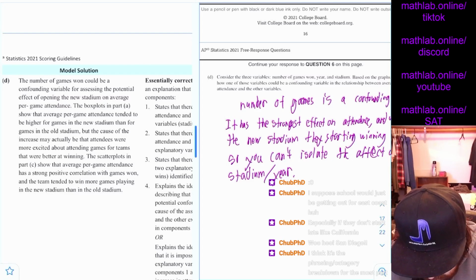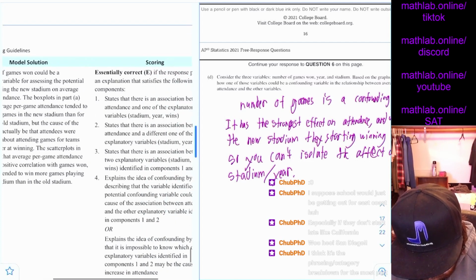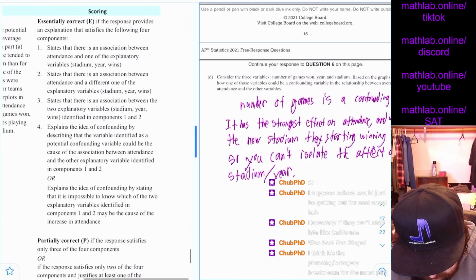For assessing the potential effect of opening a new stadium on the average per game attendance, the box plots in Part A show that the average attendance per game has tended to be higher for games of the new stadium than the games of the old stadium, but the cause of that increase may actually be that the attendees were more excited about attending games for teams that were better at winning. The scatter plot in Part C showed the average game attendance has a strong positive correlation, and the teams tended to win more games while playing in the new stadium than the old stadium. Yeah, I mean, that's basically what I said.